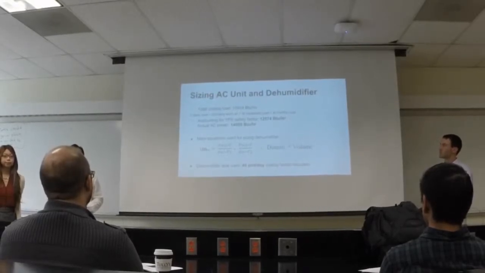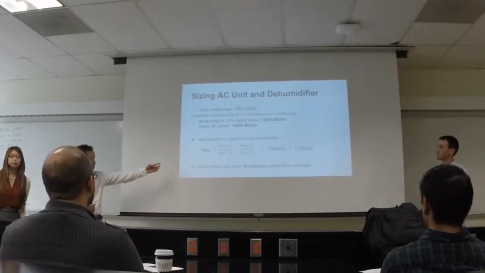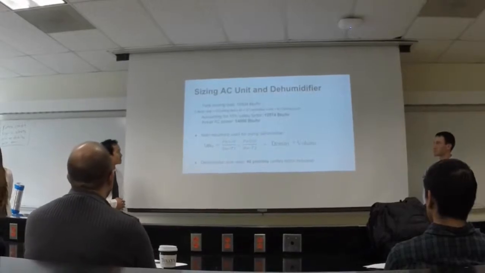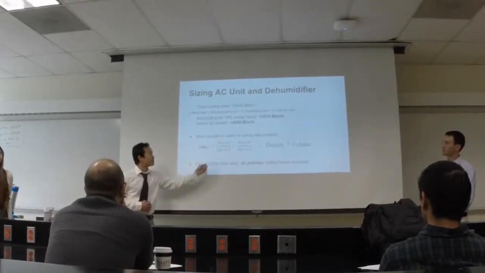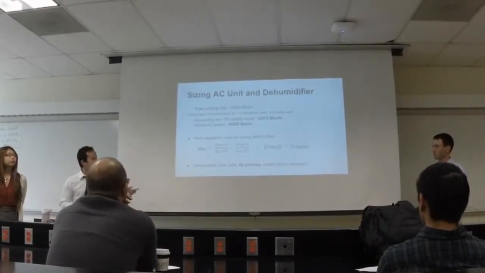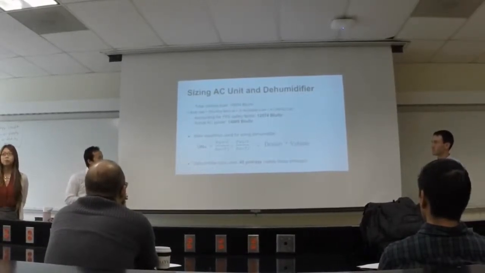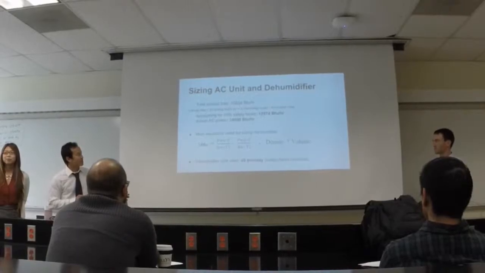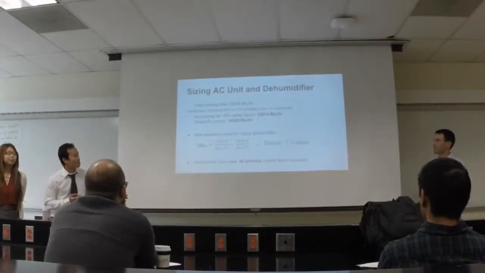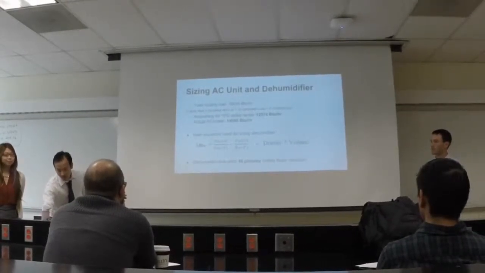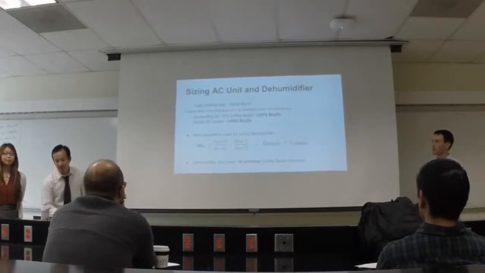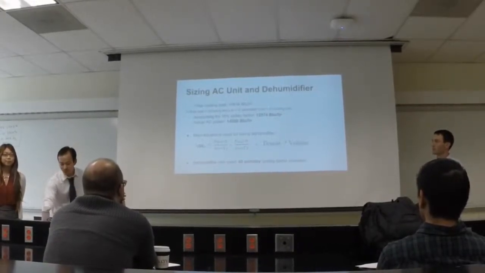And besides that, for the dehumidifier, there are two main equations: the air equation, and the second one is just mass equals density times volume. And the size for the dehumidifier is 45 pounds per day.